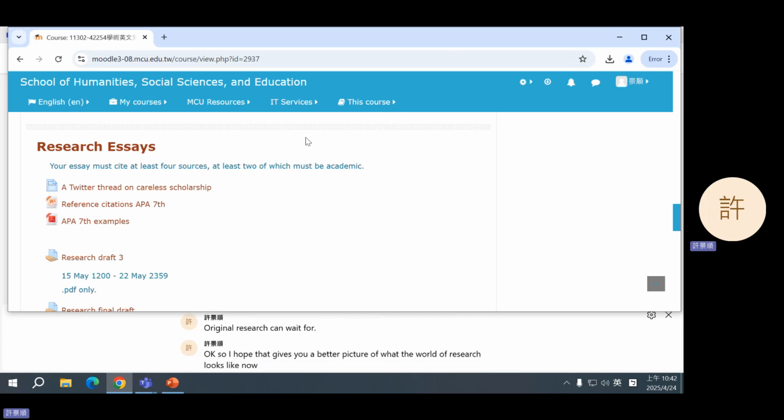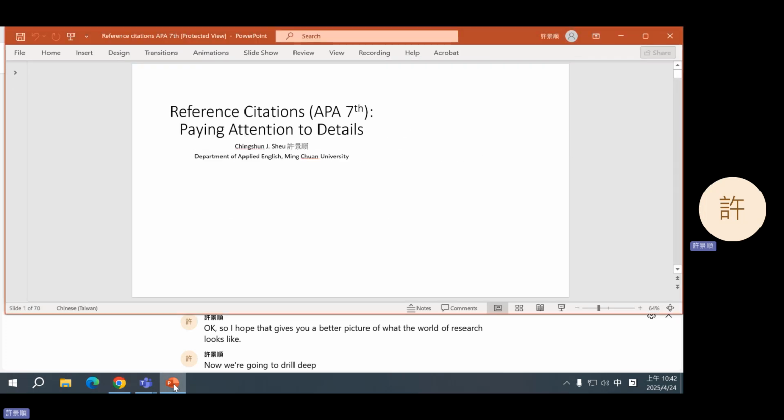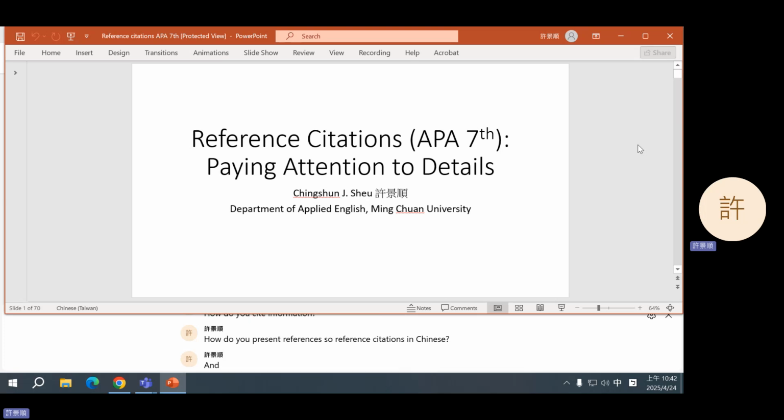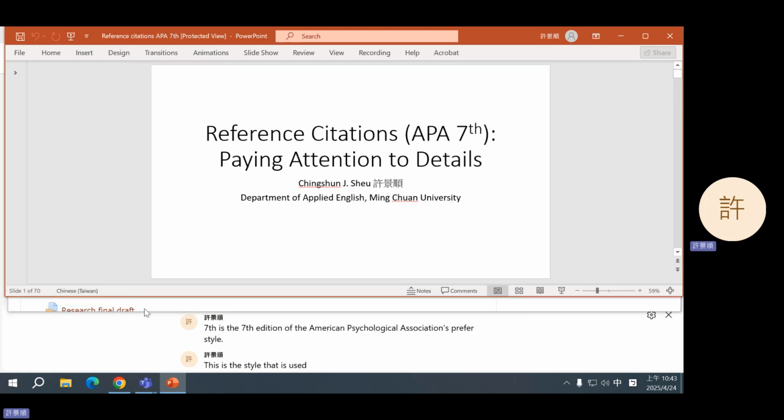Now we're going to drill deep into the details. How do you cite information? How do you present references? 参考资料. So reference citations in Chinese, 参考资料引用. And the name of the citation style that you will be learning is called APA 7th edition. APA 7th is the 7th edition of the American Psychological Association's preferred style. This is the style that is used in English education.